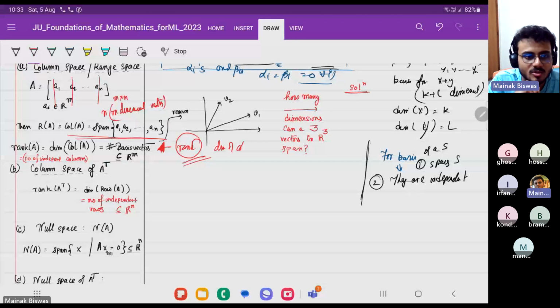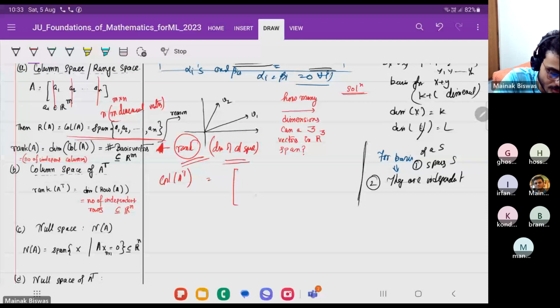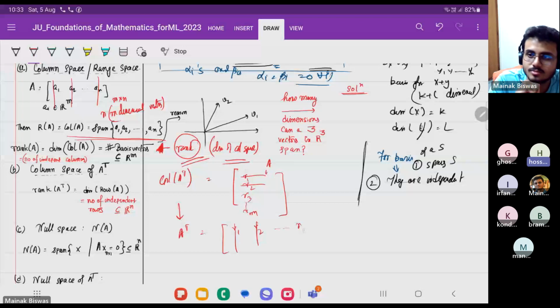Next, the column space of A transpose, similarly, will be the space occupied by, I will not say, tell me. Column space of A transpose, what will it be? If A is R1, R2, R3, up to Rm, right? What should be the column space of A transpose? What is A transpose then? R1, R2, up to Rm, right? Yes or no? Yes. So what will be the column space of A transpose? The span of R1, R2, up to Rm, right? Yes.